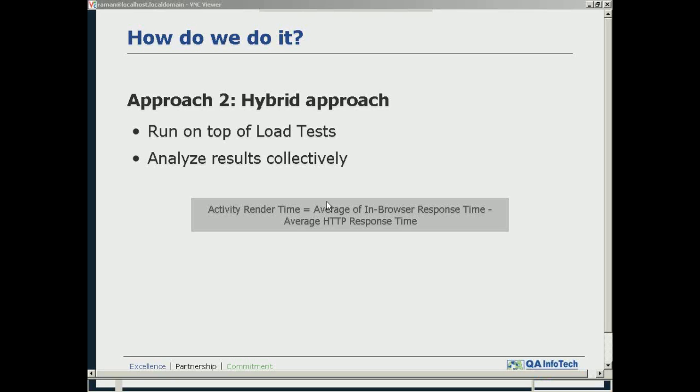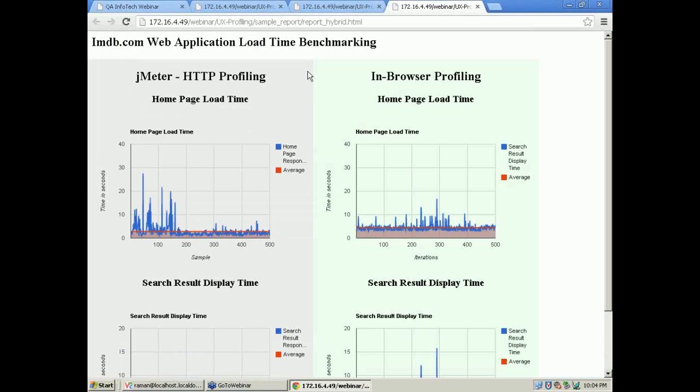We executed a similar test using the load test tool JMeter, and we executed an in-browser profiling test using our framework on top of that test while the test was executing. In this case, the subject was imdb.com. We again benchmarked two different sets of activities, homepage load time as well as search result display time. And in both cases, we did the execution for about 500 different samples.